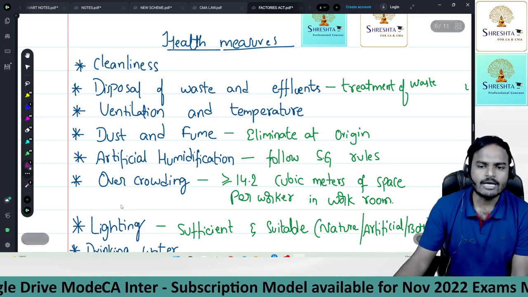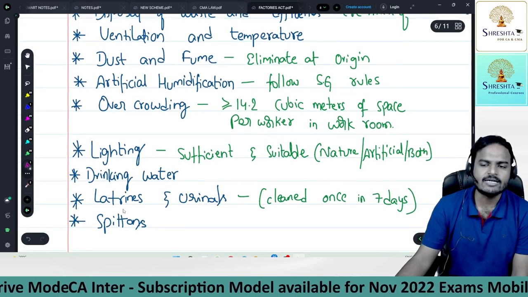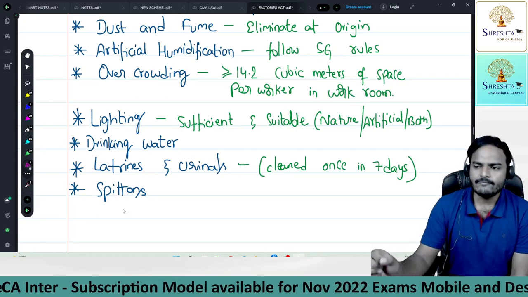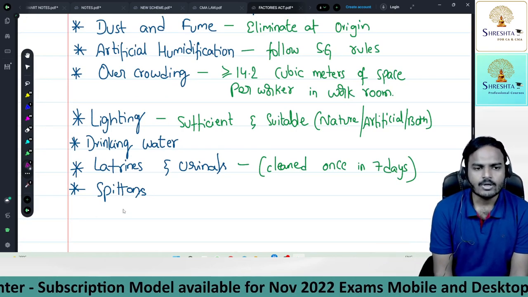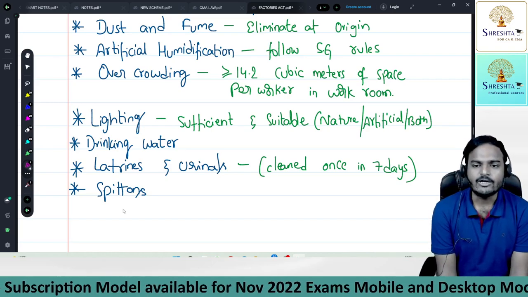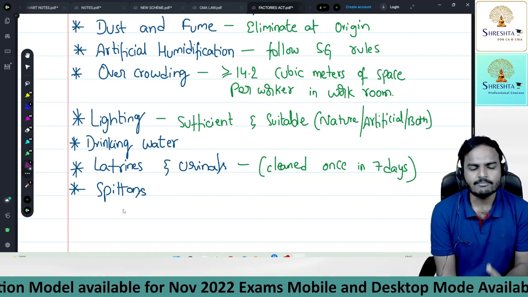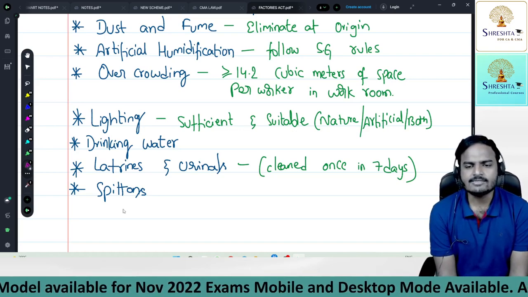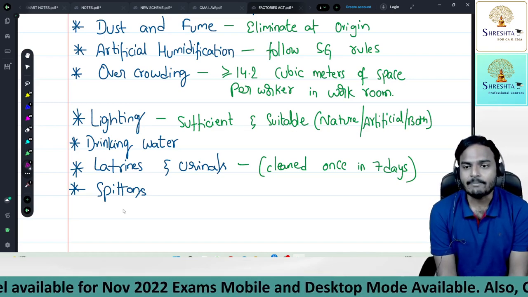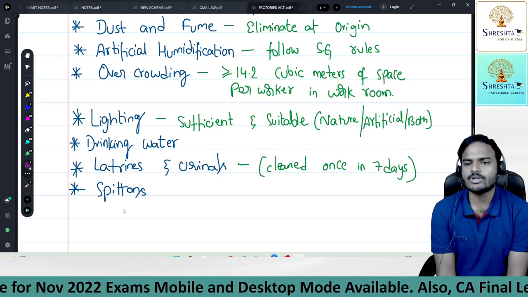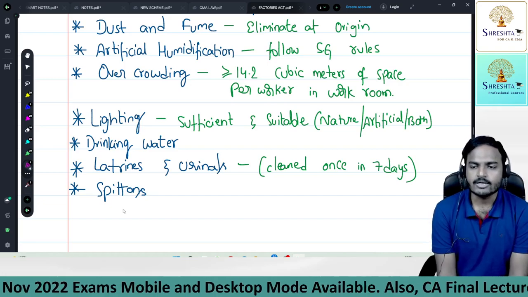Next one, suitable arrangement should be made for sufficient and suitable lighting. Suppose my factory has glass windows, so that sunlight can directly pass. In that case, the glass windows should be kept clean. Any dust and fume on the glasses should be removed.